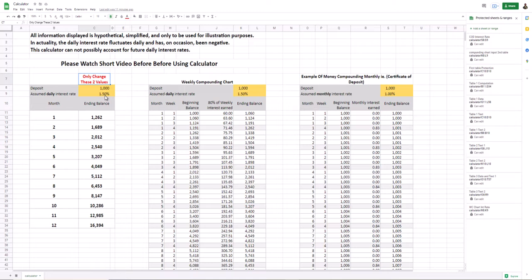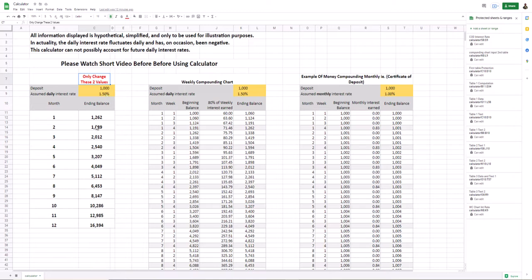Typically, as long as I've been doing this, it will fluctuate anywhere between 1.32 and 1.67 or 1.69%, somewhere in between there. So I am using 1.5%. If you use 1.4 or 1.6, the numbers will change.